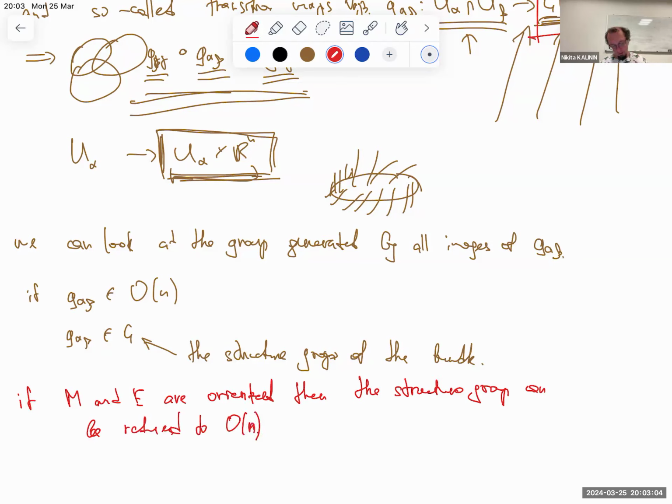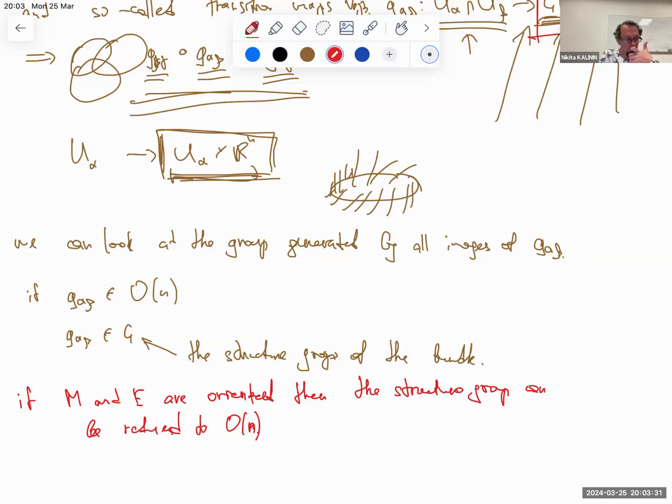So maybe it's true for non-orientable M and E, but I'm not sure. So how do we prove it? Basically, first of all, we need to find some metric on the bundle, which is linear in every fiber. And then you do orthogonalization, right?